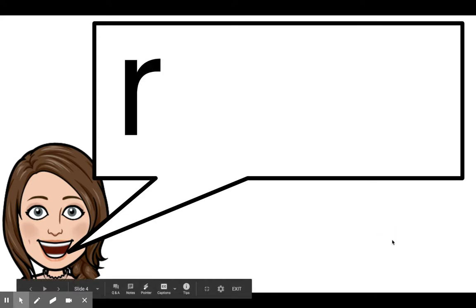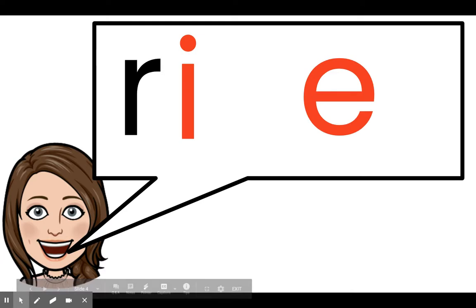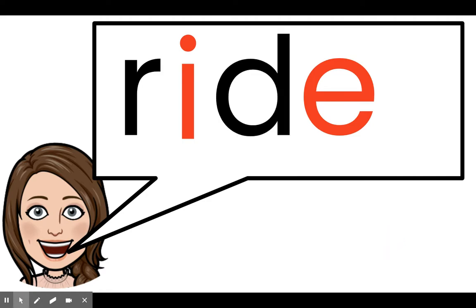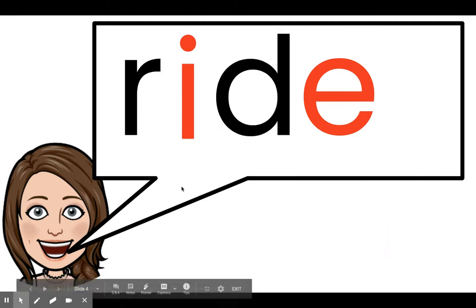Sound. Sound. Did you say I? I hope so. Remember, that silent super E is going to help that vowel say its name, the long vowel sound, I. Sound D. Let's blend all of these sounds. Ready? Ride. Read. Ride. That's the word ride.